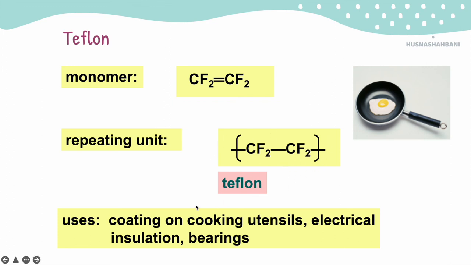Its uses are in coating on cooking utensils, electrical insulation, bearings. If you are familiar with the cooking utensil brand Tefal, the name comes from Teflon. Teflon is used for coating on cooking utensils. That's why the name of the cooking utensil brand is Tefal. It comes from the name Teflon.